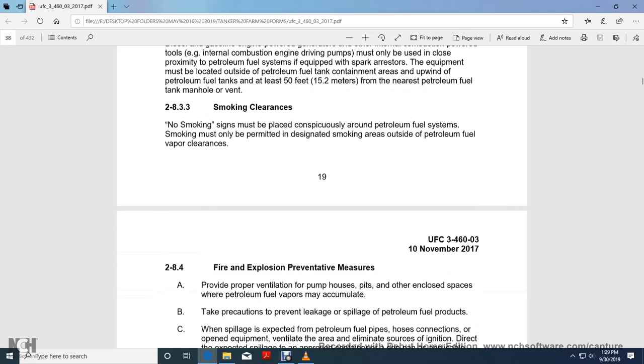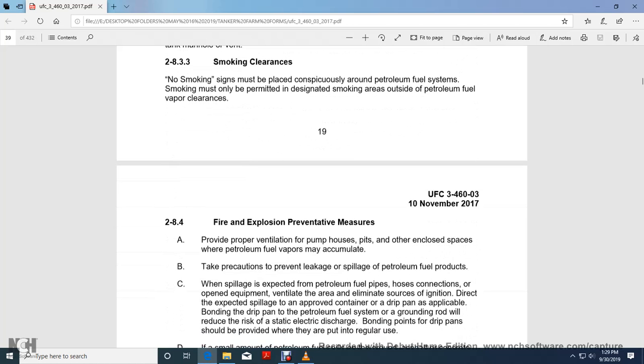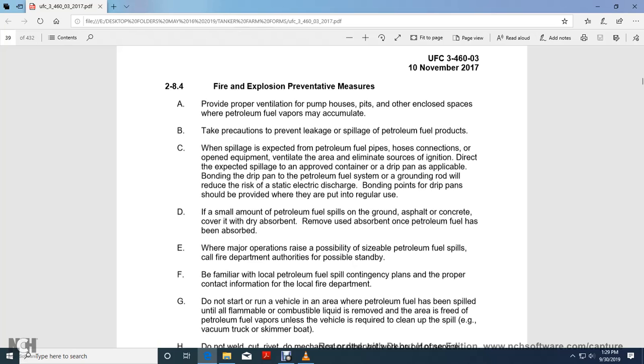2.8.3.3 Smoking clearance. No smoking signs must be placed conspicuously around the petroleum fuel system. Smoking must only be permitted within designated smoking areas outside of the petroleum fuel vapor clearance. 2.8.4 Fire and explosion preventive maintenance.